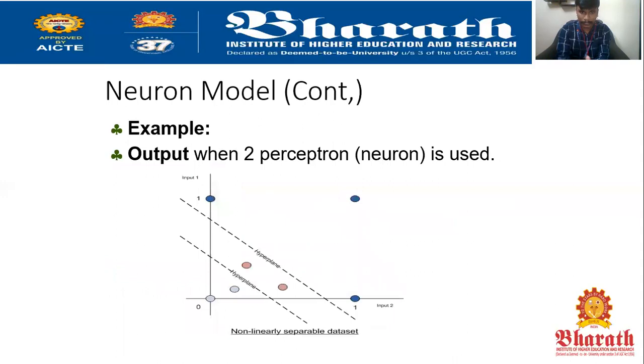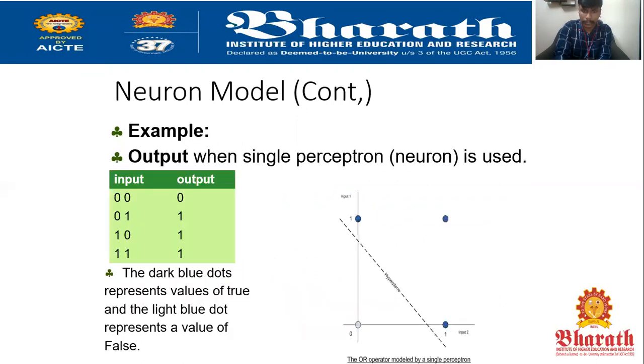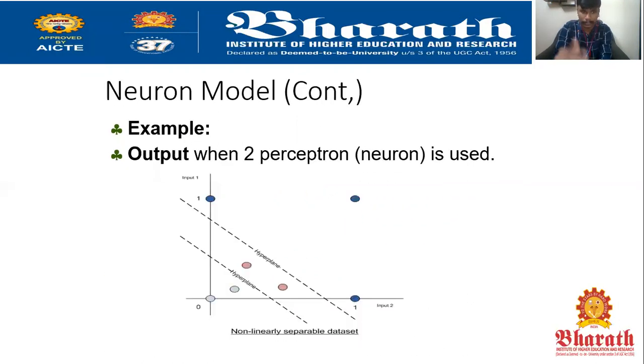And this will be considered as when the neuron is processed with two perceptrons, and this is for single perceptron and this is for double perceptron. That means two neurons are being used in the output. Blue dots will be the same for true value, and light blue will be for false value, and you will be seeing the linear and non-linear data sets.